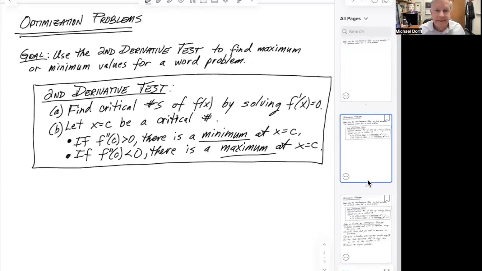Now, as a review, what is the second derivative test? Well, we have a function, we take its derivative, we set it equal to 0, and we solve that, and that gives us our critical numbers. So we find the critical numbers of a function. And if x equals c is one of those critical numbers, then we take the second derivative of the function and we evaluate it at c. If the second derivative is positive, then there's a minimum at c. If the second derivative is negative, there's a maximum at c.